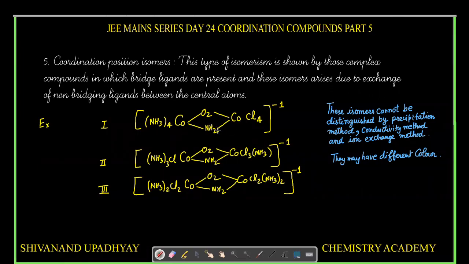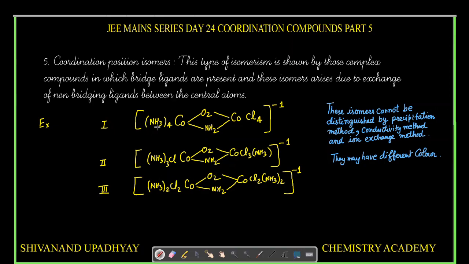So these are known as bridge ligands and these are non-bridging ligands. We are trying to exchange these non-bridging ligands and write the IUPAC name. If their IUPAC names are different, it means that they are structural isomers. So here if I write NH3 thrice, Cl, by exchange of one ligand between these two central atoms, definitely this is different from this one, so it will be an isomer.